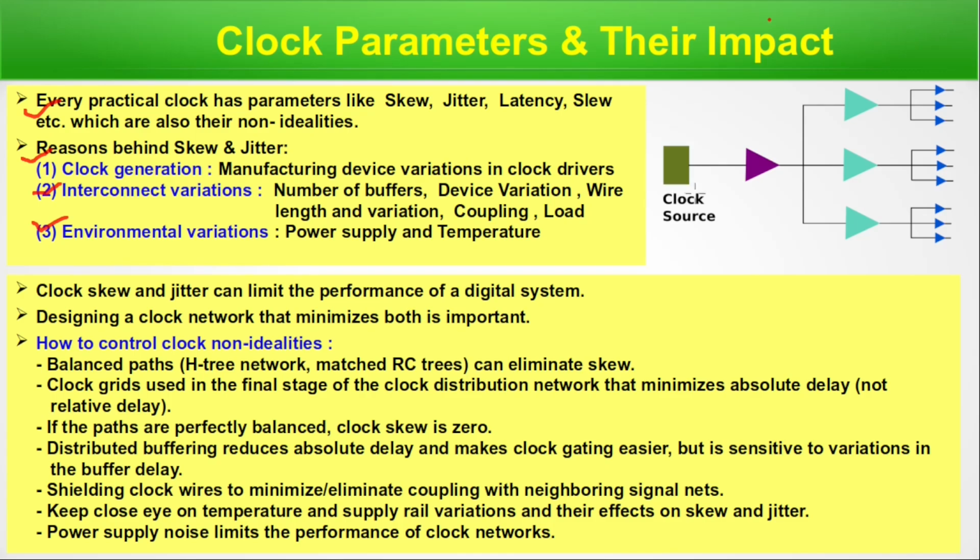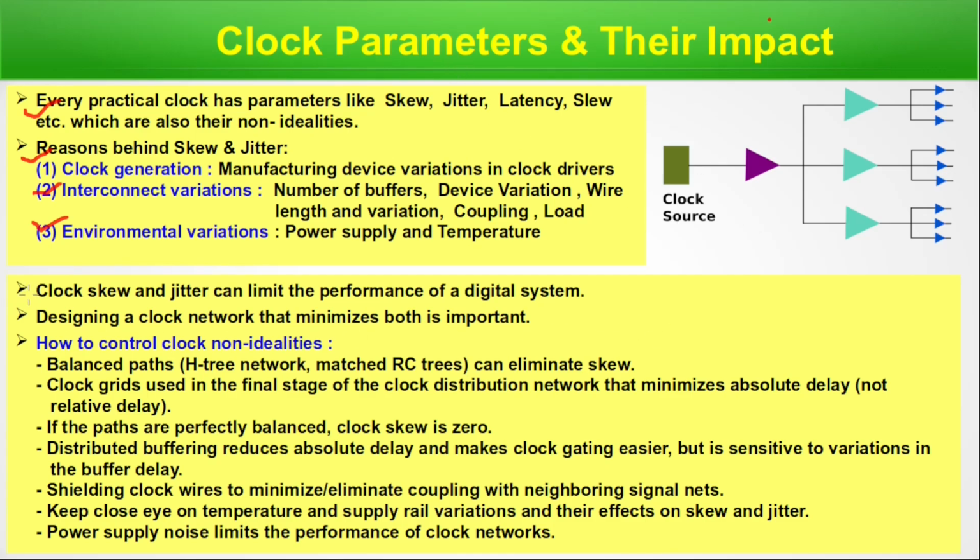In a practical system, for the clock source, when we are manufacturing, there are differences. So obviously their performance will have differences. Now into the network, interconnect variations are there. When one clock is going, depending on the buffers, how many devices are connected and their variations, and wire length variation, all things are taken into consideration.